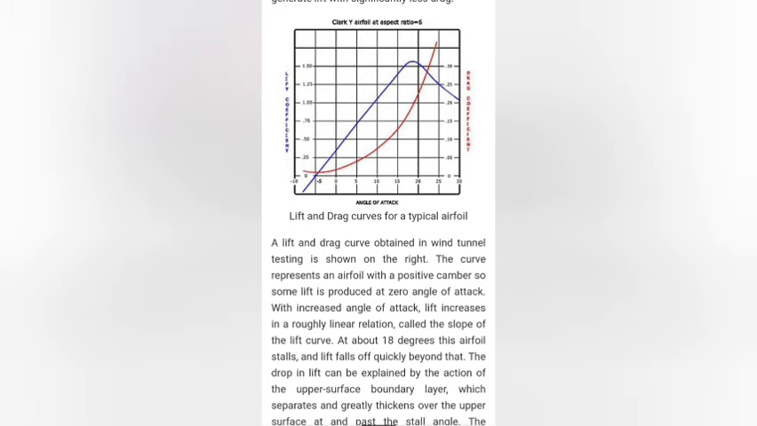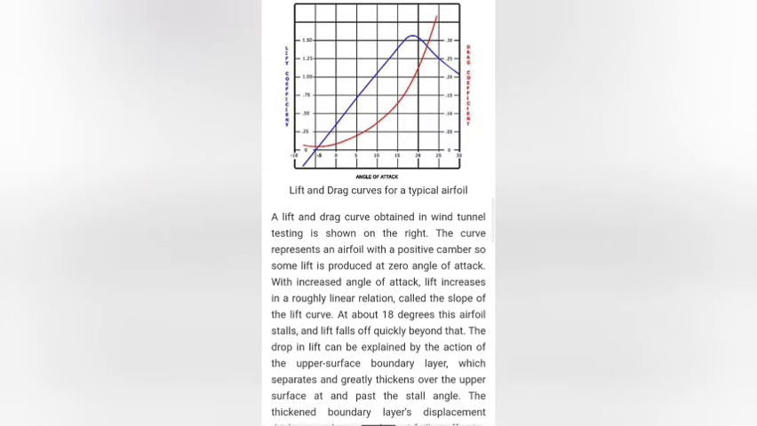In the diagram, drag coefficient is also there. Aspect ratio of the airfoil is equal to 6. About 18 degrees, this airfoil stalls and lift falls off quickly beyond that. The drop in lift can be explained by the action of the upper surface boundary layer, which separates and greatly thickens over the upper surface at and past the stall angle.